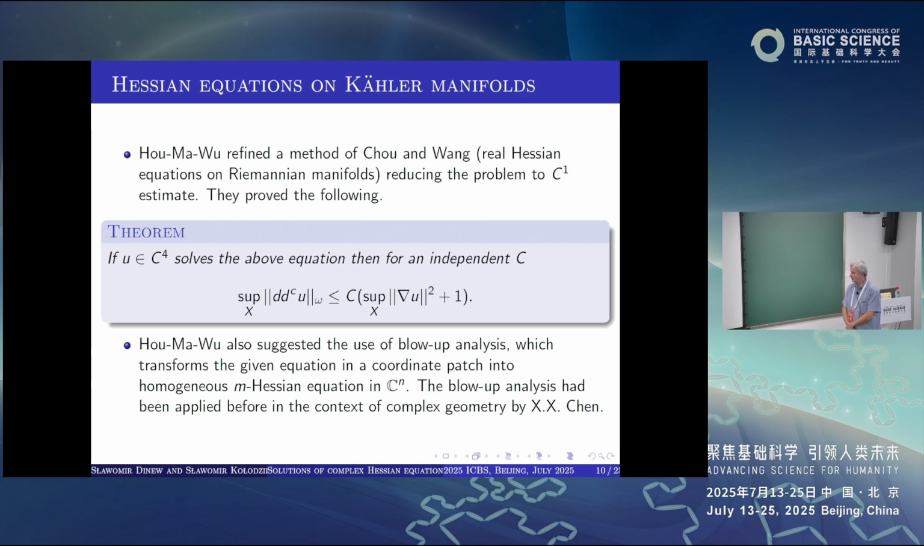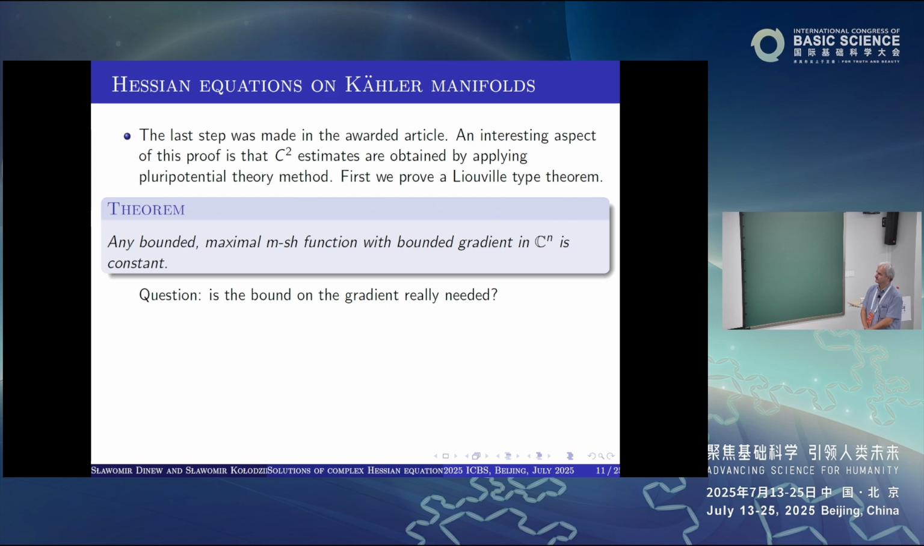I just mentioned that the blow-up analysis has been applied before by Xchen in this context of complex geometry. And now we come to this article which got the prize. So we proved the C1 estimates by using this blow-up analysis and showing the Liouville type theorem, which says that any bounded maximal M subharmonic function with bounded gradient in Cn is constant.